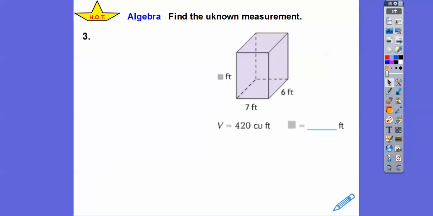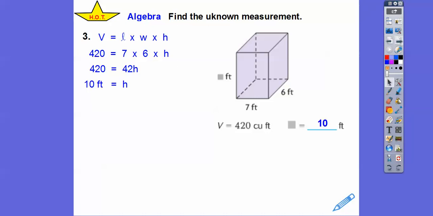How about this one? Here they want us to find the unknown measurement. Here's the length, here's the width, and the height we don't know. It's in feet, I know that. But they did tell us that the volume is 420 cubic feet. If we plug this in, the 420 goes for the V, the length is 7, the width is 6, and the height is our unknown. It's just a small algebra problem. 7 times 6 is 42, and 42 goes into 420 10 times. So the answer is 10 feet.